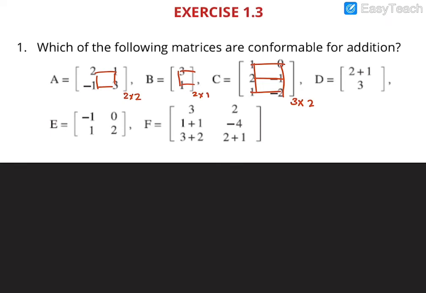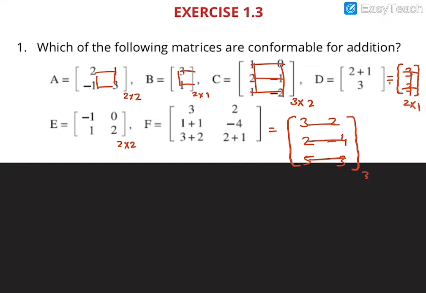Similarly, you can modify D a little. 2 plus 1 is 3 and 3. The order of D is 2 into 1, 2 rows and 1 column. E is a 2 order square matrix, 2 rows and 2 columns. Similarly, you can modify F a little. 3, 2, 1 plus 1, 2, negative 4, 2 plus 3 is 5 and 2 plus 1 is 3. So you can see here 1, 2, 3, 3 rows and 2 columns.